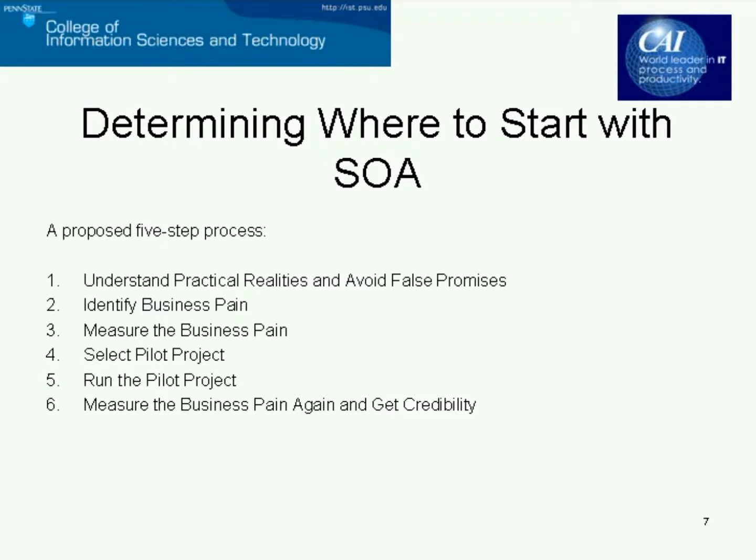Okay, so I'm going to suggest a 5-step process that we'll walk through, consisting of understanding the practical realities of your environment and of service-oriented architecture in general, and avoiding false promises; identifying the business pain; measuring the pain; selecting the pilot project; running the pilot project; and measuring the pain and getting credibility. So we'll run through these steps, and then I'm going to suggest a methodology that we're in the process of developing to help you make some of these decisions.